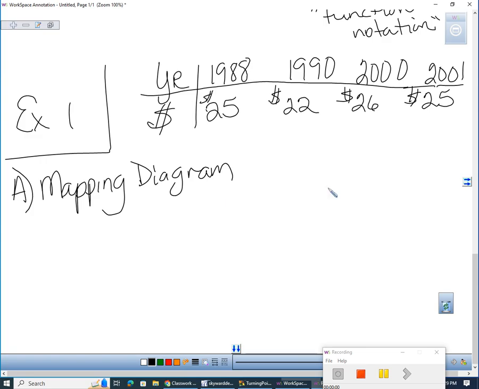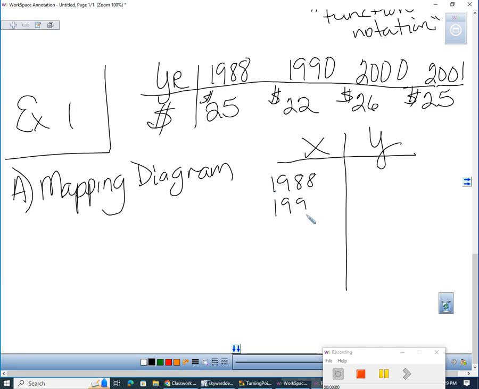Okay? So we're going to start with, I like to put it in a table. This is my X and this is my Y. My domain are the top numbers in numerical order. So that's 1988, 1990, 2000, and 2001. Then I'm going to do my range on the right-hand side. And again, they go in numerical order. If a number repeats, you only write it once. Okay? So on this side, we have 22, 25, and 26.